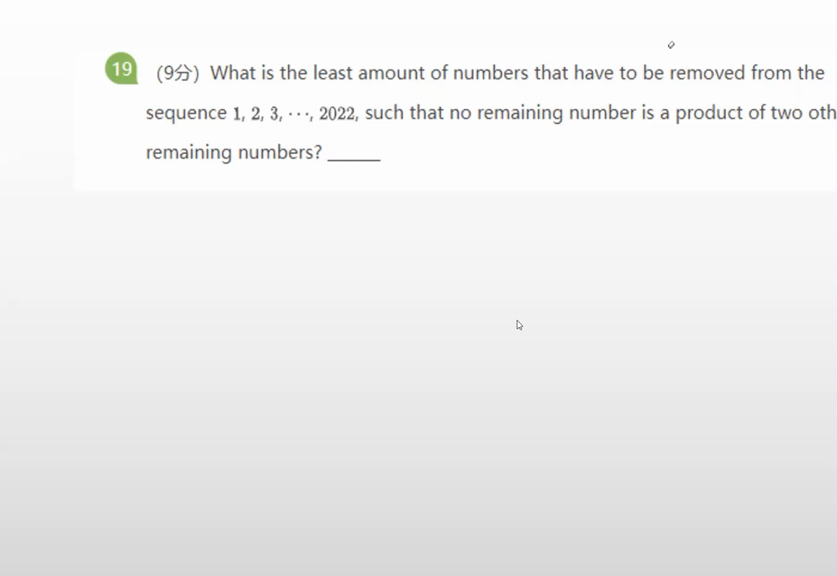a very interesting thought that I had when I was doing it: I want two numbers, and I don't want any two numbers to have a product that is within 2022. So I want all the remaining numbers to have a product that's greater than 2022. I thought, what if I start by dividing in half? So that's 1011. From here, all numbers have a product bigger than 2022, right? That's not hard to think, right? But that's not the least.